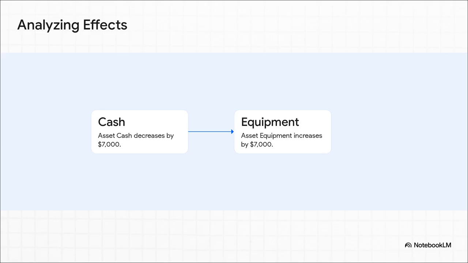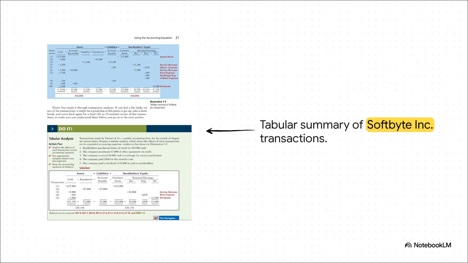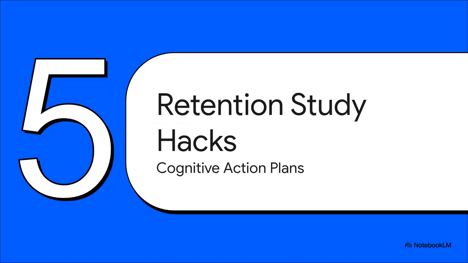Easy, right? Now, zooming out, this tabular summary is your macro view. It beautifully organizes the data so you can visually see how every single transaction keeps the equation perfectly balanced down to the final totals. It's essentially the mathematical proof that the law works. Look at that bottom line. Total assets of $18,050 perfectly match the liabilities plus equity. Flawless balance every time.